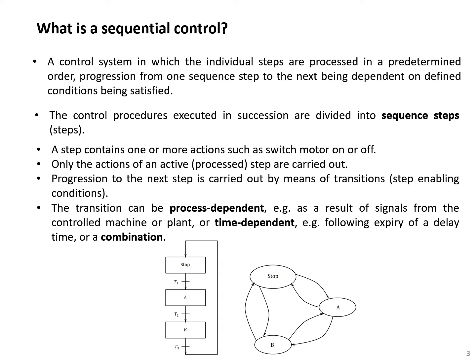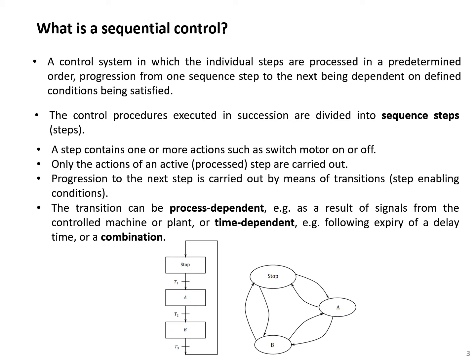So at any time, only one step is active. We cannot have, let's say, this step and this step to be active at the same time. At the time we only have one active step.